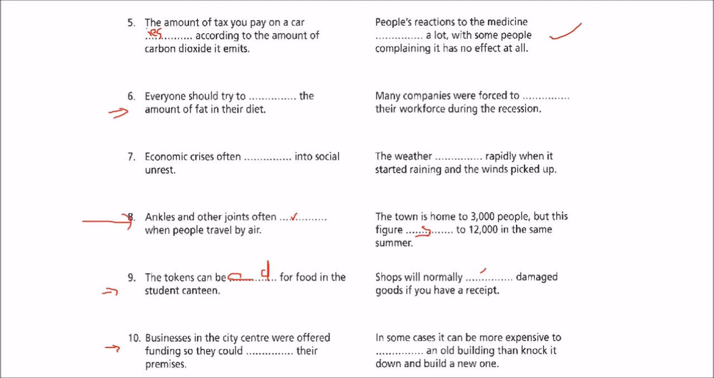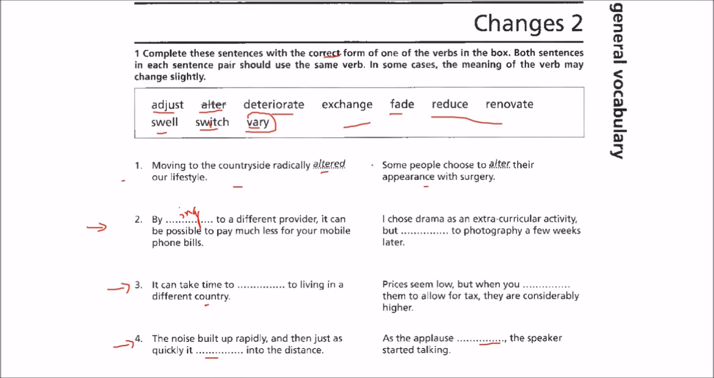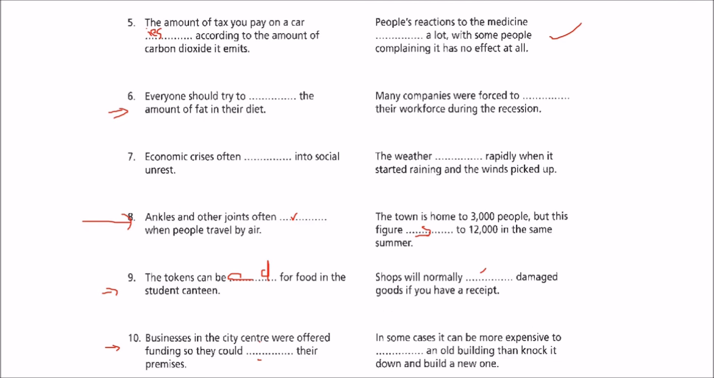Then the 10th one, businesses in the city center were offered funding so they could dash their premises. They could renovate. So they could renovate their premises in the same form. Then in some cases it can be more expensive to renovate an old building than knock it down and build a new one.